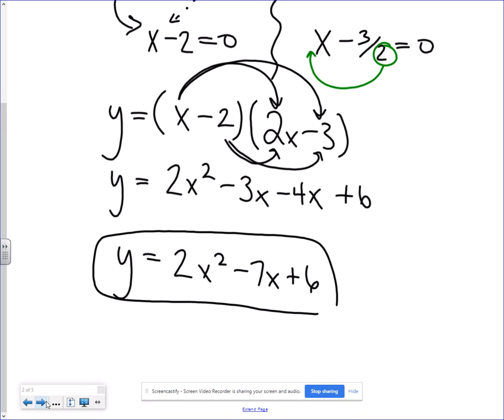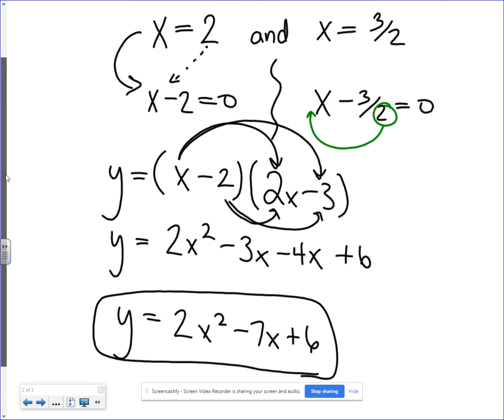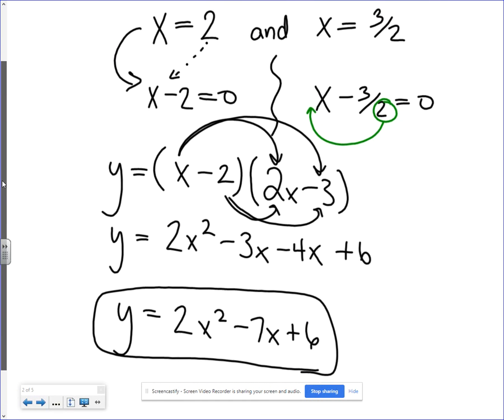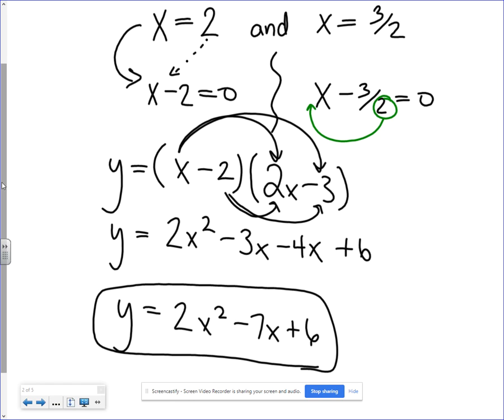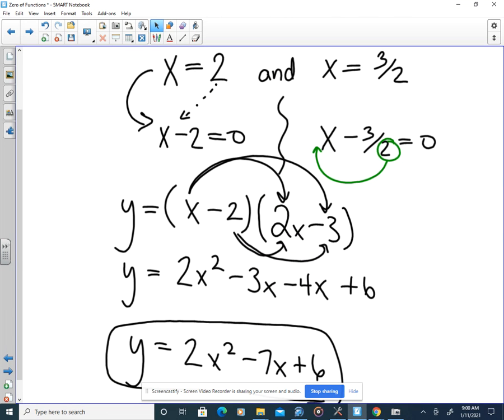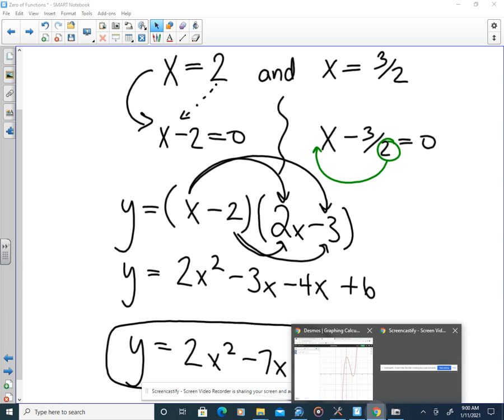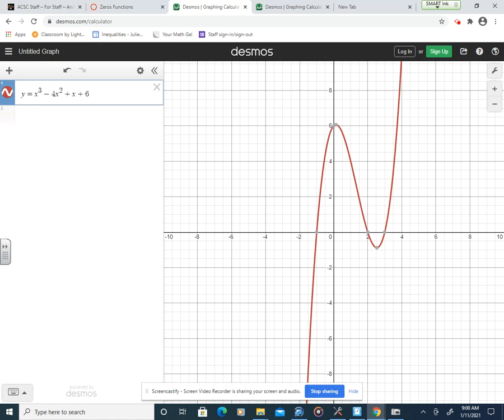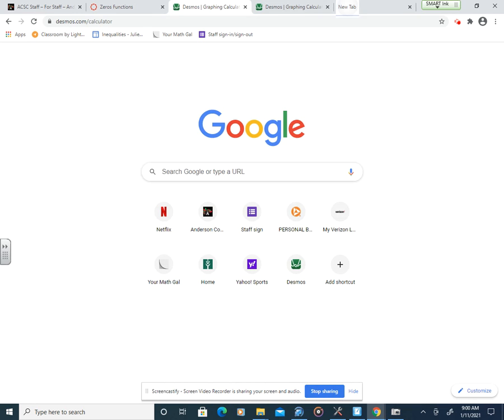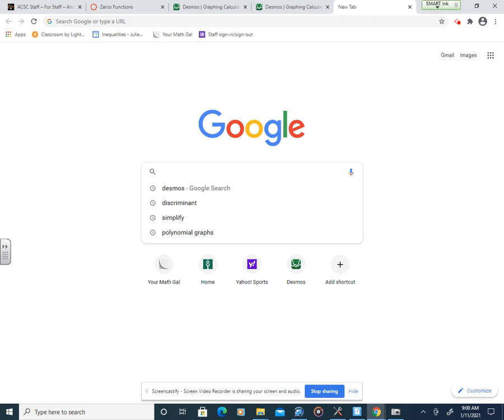So this is the equation that has the zeros x equals 2 and x equals 3/2. If you want to check it, you can go to Desmos and graph it. Let's do that. Let's see if we did this correct. So I went ahead and see if I got it graphed. Nope, I didn't graph it. So let's open up a new tab and graph this equation.